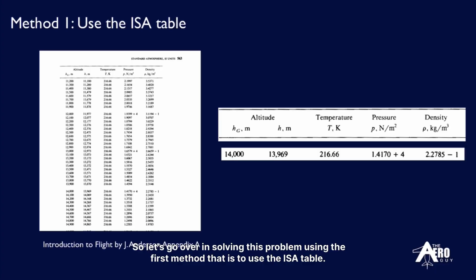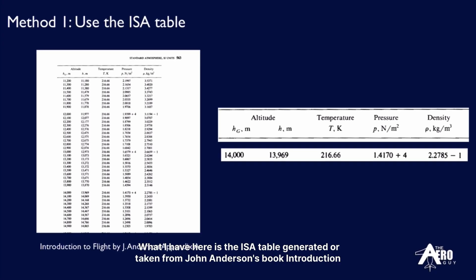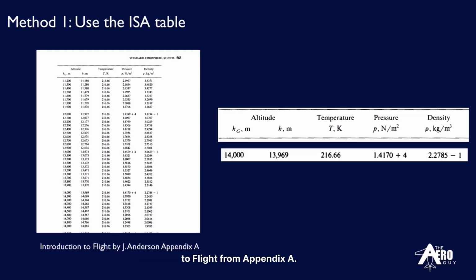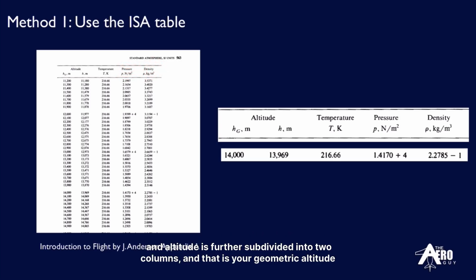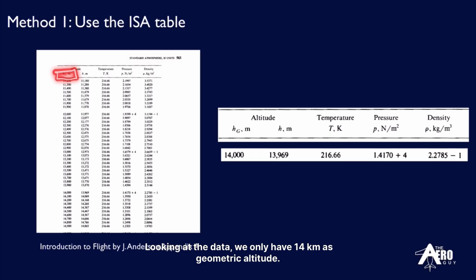use the ISA table. What I have here is the ISA table taken from John Anderson's book Introduction to Flight from Appendix A. As you can see, there are 4 columns representing altitude, temperature, pressure, and density. And altitude is further subdivided into 2 columns, your geometric altitude and your geopotential altitude. Looking at the data, we only have 14 kilometers as geometric altitude. Its counterpart, the geopotential altitude, is 13,969 meters.